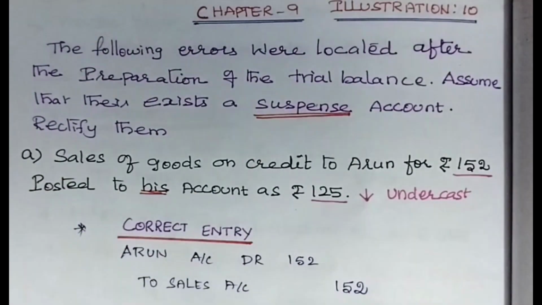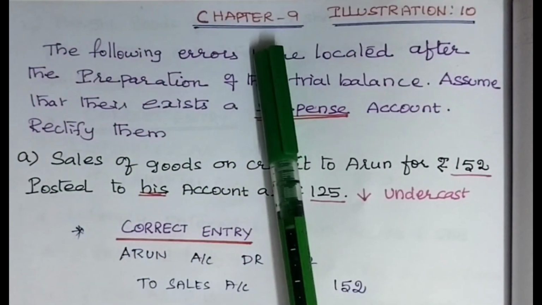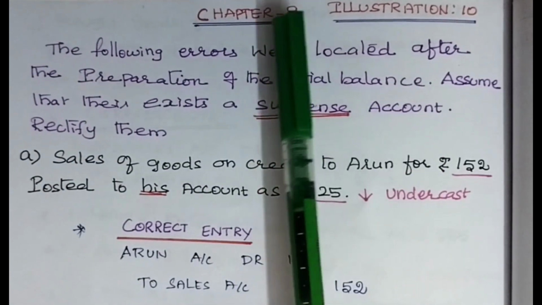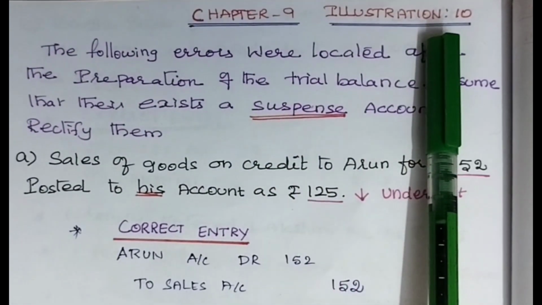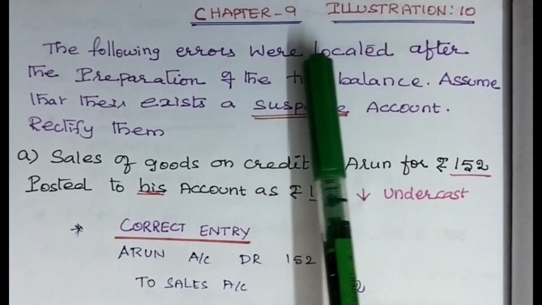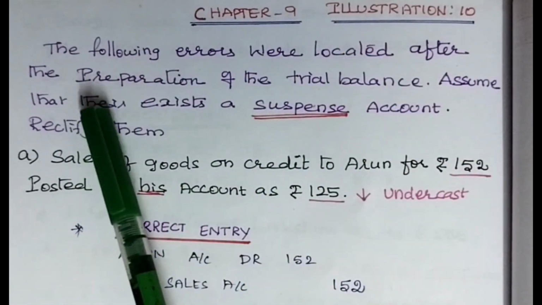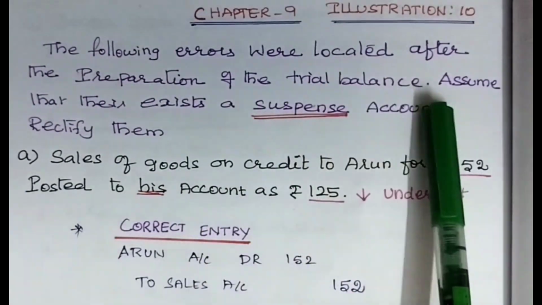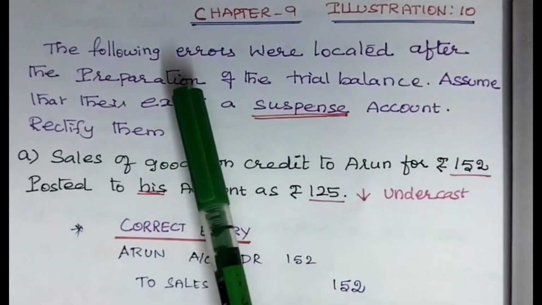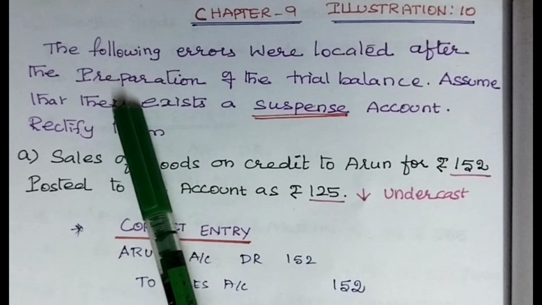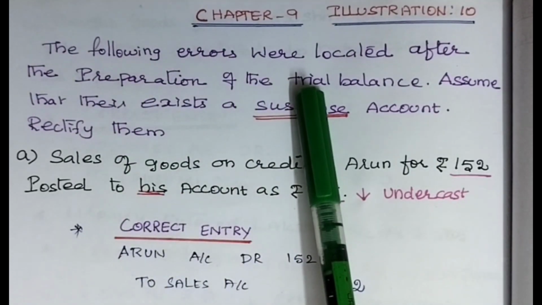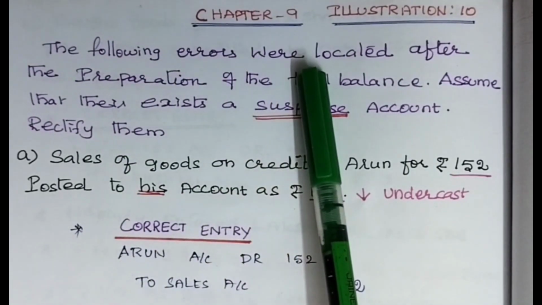In this video, we are going to learn about 11th Standard Accountancy, Chapter 9, Rectification of Errors, Illustration Sum number 10. Let's read the heading. The following errors were located after the preparation of the trial balance. Assume that there exists a suspense account, rectify them. What they tell us is that they prepared the trial balance after location of the error.